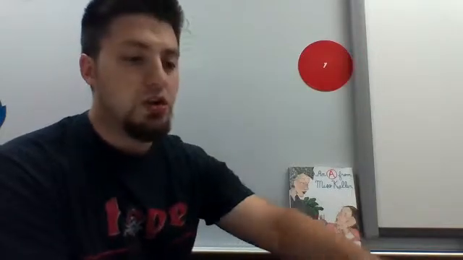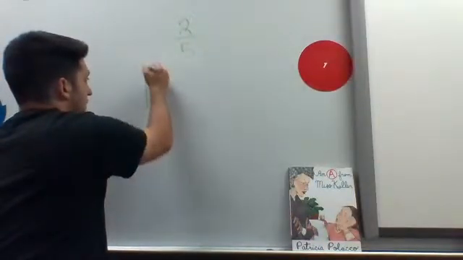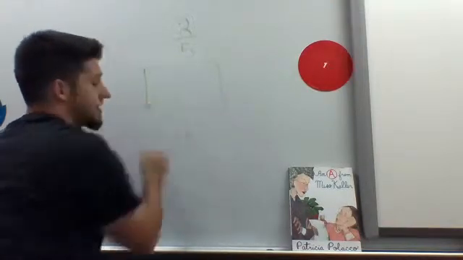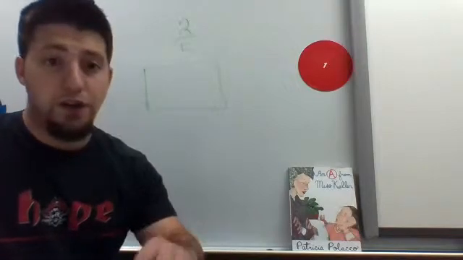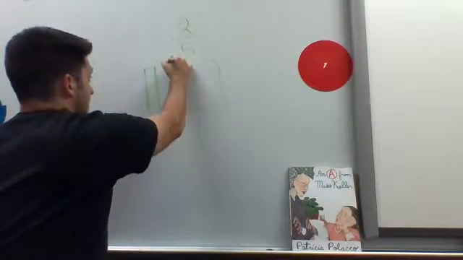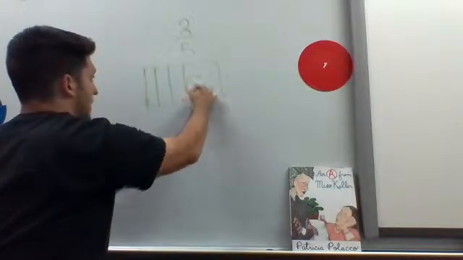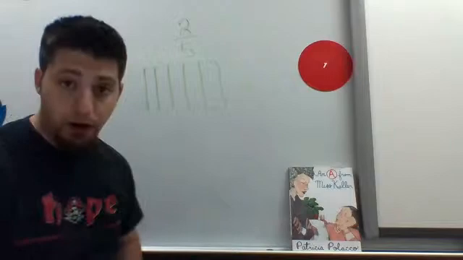So, on your teaching tool 28, I want you to, not draw a box, but you already have a box. In your box on your piece of paper, I want you to turn it into 5 equal parts, like me. 1, 2, 3, 4, 5. Okay, I've got 5 equal parts.